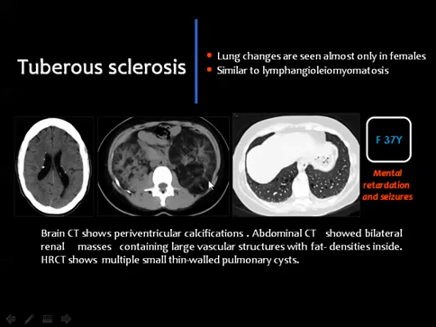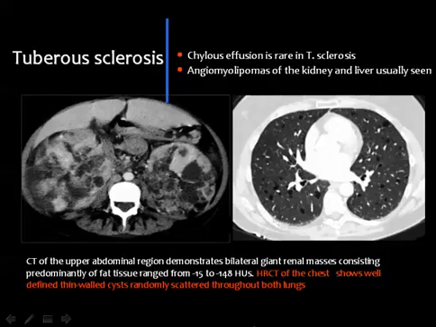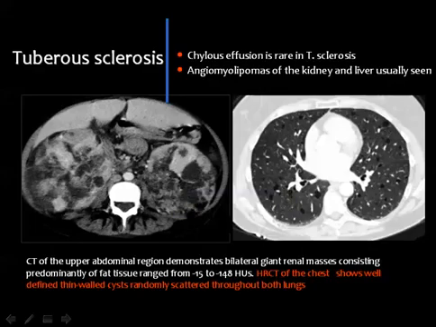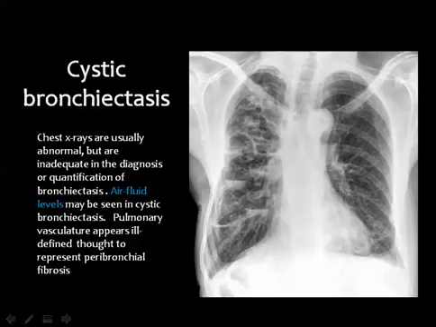And here you see two big masses in the kidneys containing fat, and you see cysts in the lung. This is the full-blown picture of tuberous sclerosis. Also here, cysts in the lung and two big masses in the kidney representing tuberous sclerosis.